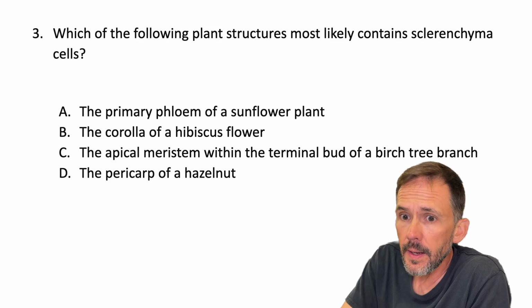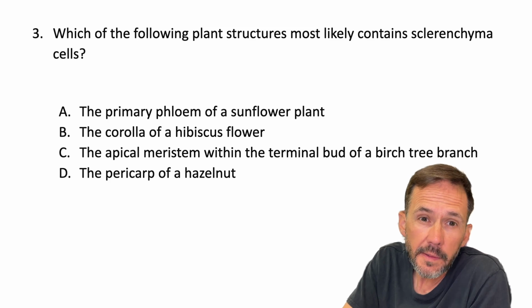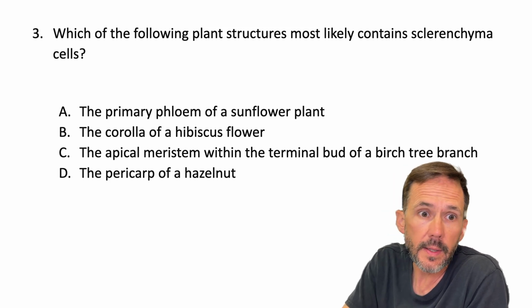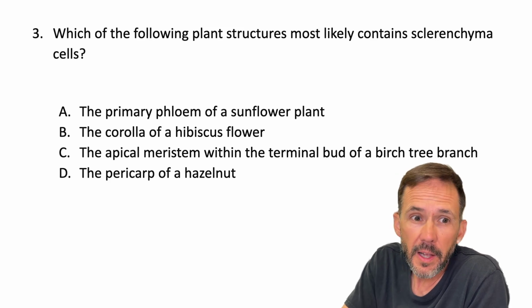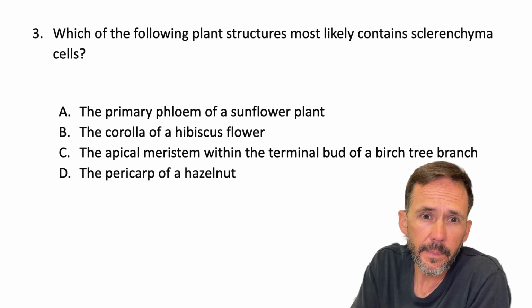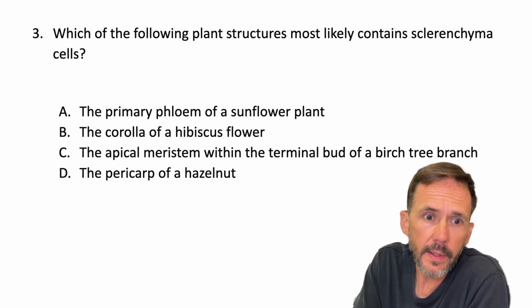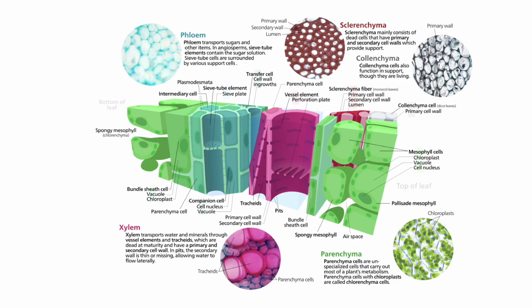When I think sclerenchyma, I think tough and rigid. So these structures tend to have cell walls that are rich in lignin, have a lot of integrity. So they would be found in more rigid, woody in nature types of plant tissues. So that would align with D.